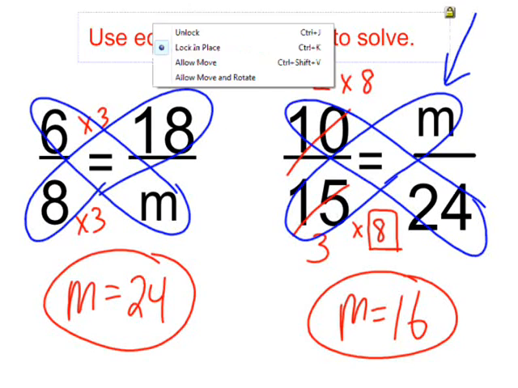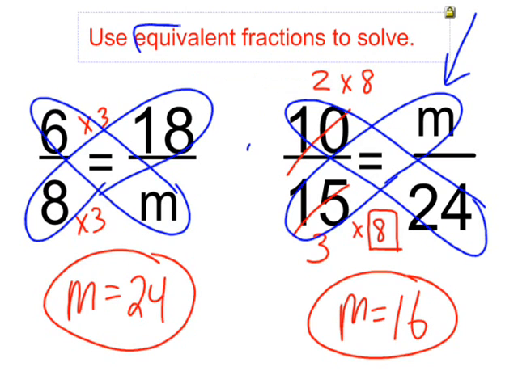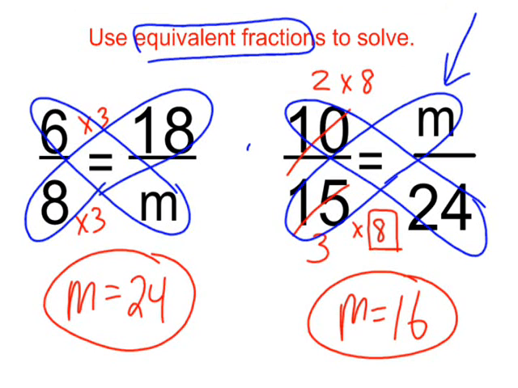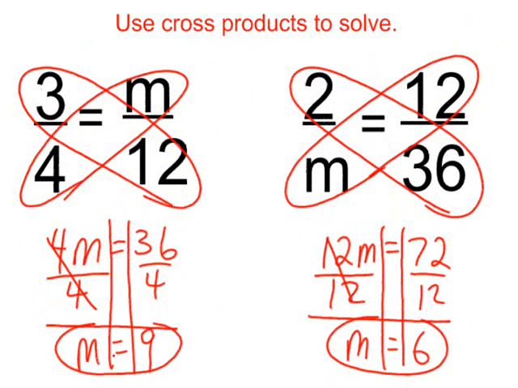I like to do equivalent fractions whenever I can. That's my favorite way of solving a proportion. But you have two different methods. You can use equivalent fractions, or you can use cross products to solve proportions.